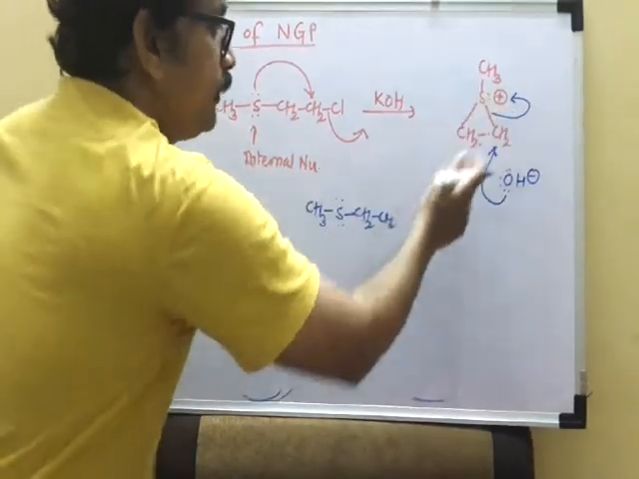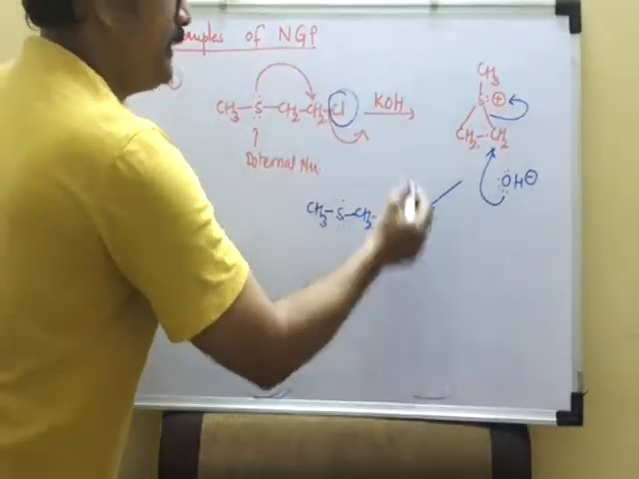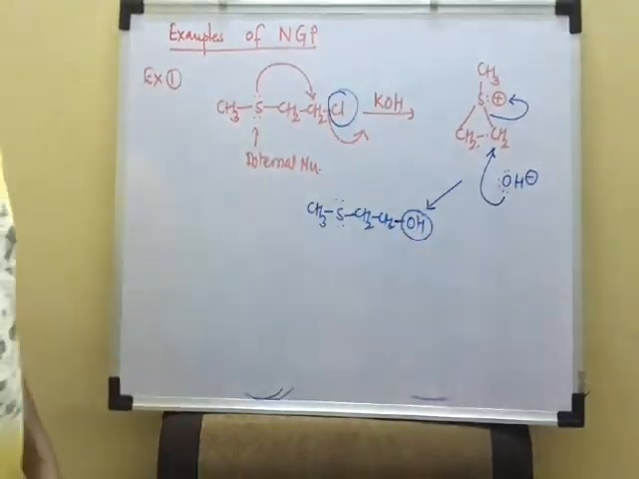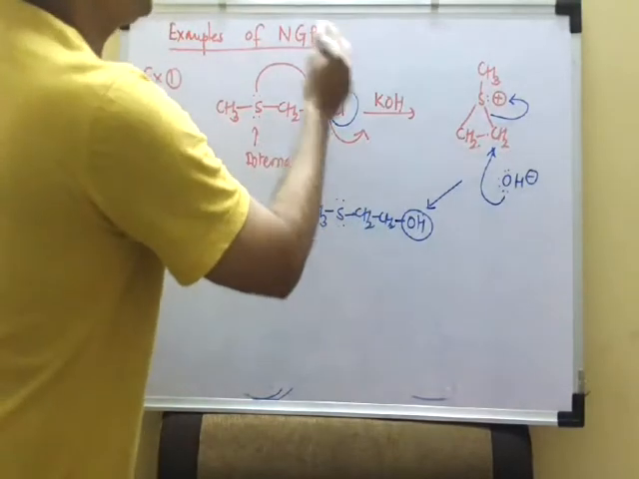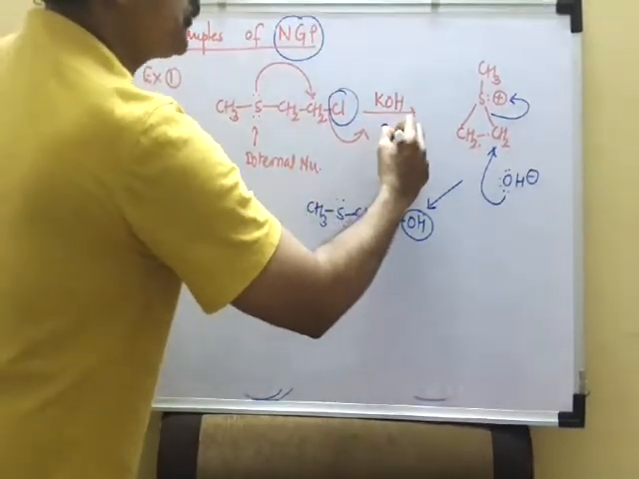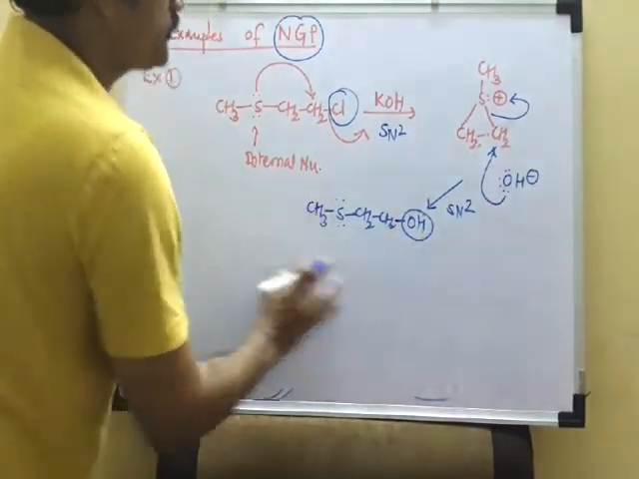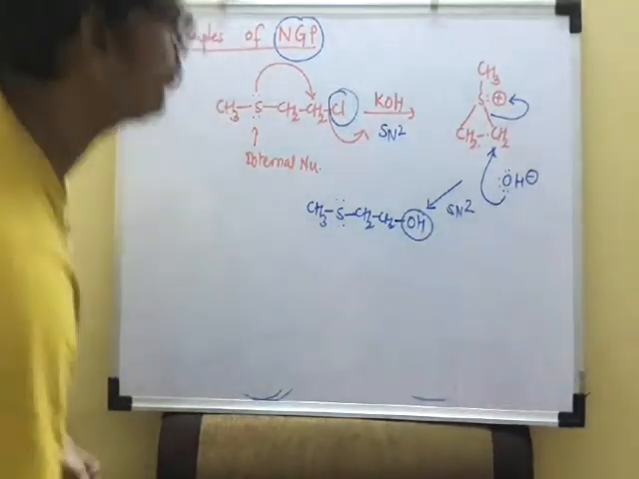So this bond is broken. So here Cl is replaced with OH, but the reaction is following NGP path. First step is NGP, that is SN2, and second is again SN2. So in this way we get the product.